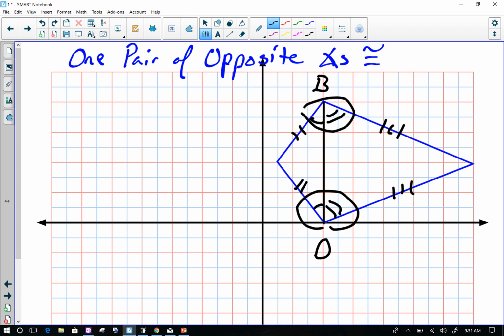Those two are the pair of opposite angles that are congruent. The other 2 angles are not necessarily going to be congruent. If they were congruent, that would give us 2 sets of opposite angles which are congruent, forcing it to be a parallelogram.